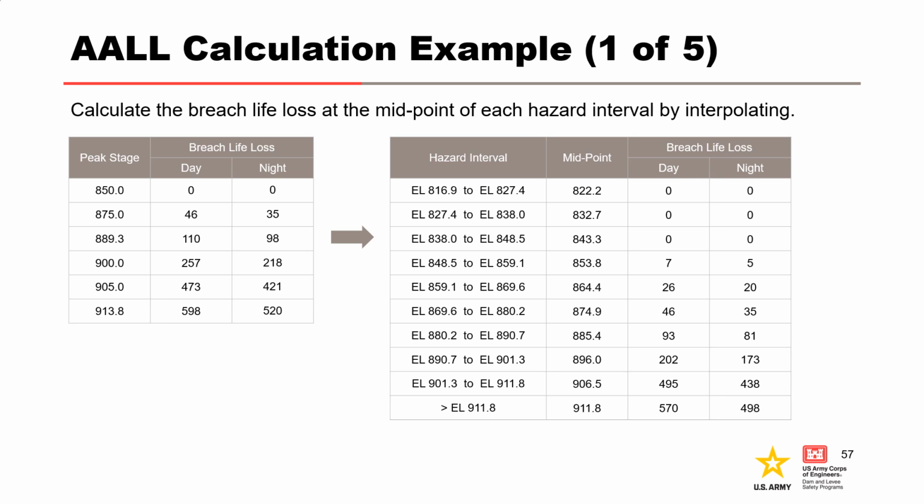Continuing with the example that we've been working through, we will start with a breach life loss table shown on the left. Like we did for the system response, we are going to interpolate to find the breach life loss for the midpoint stage of each hazard range. We will do this for both the day and night exposure scenarios, and we will use linear interpolation. For the last interval, where we are considering exceedance, these are stages greater than elevation 911.8. It's not really the midpoint, but we will interpolate and use a breach life loss for elevation 911.8.